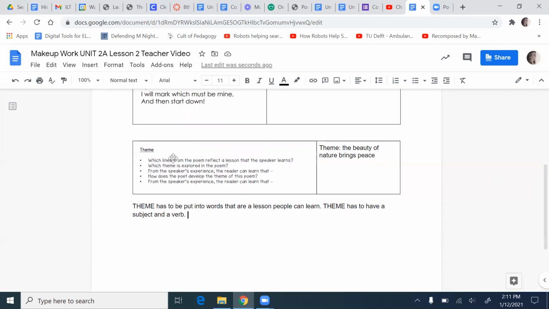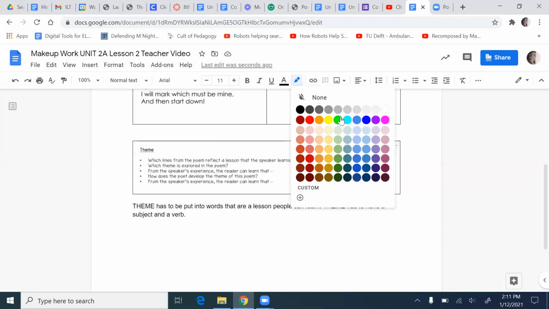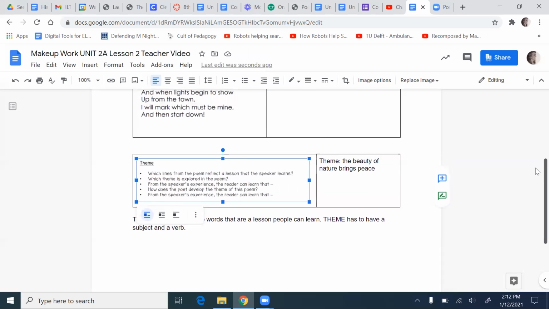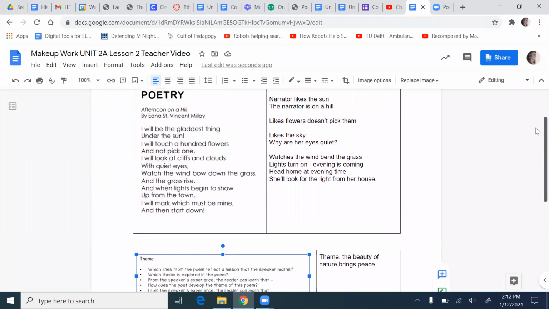So we answered this one: which theme is explored in the poem? The beauty of nature brings peace. Now, which lines from the poem reflect that lesson? Notice how they're asking it on STAR. They ask straight out, theme. They ask the word theme. Notice also that they say reflect a lesson. If they say a lesson, they mean theme, because theme is the message, the lesson that you learn. So the theme is the beauty of nature brings peace. Which lines from the poem reflect the lesson that the speaker learns? So which lines from the poem reflect that theme?